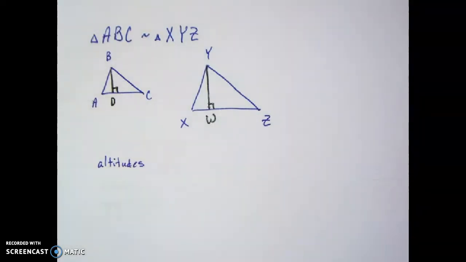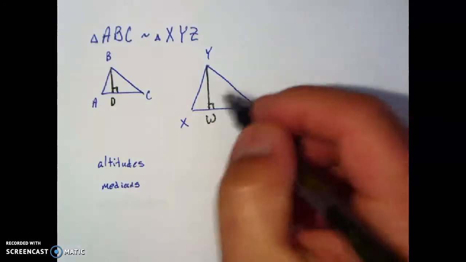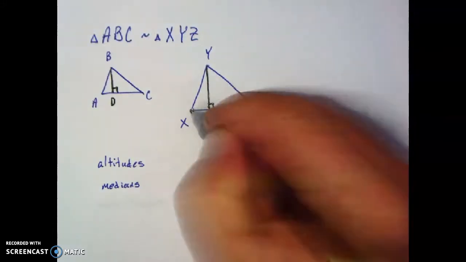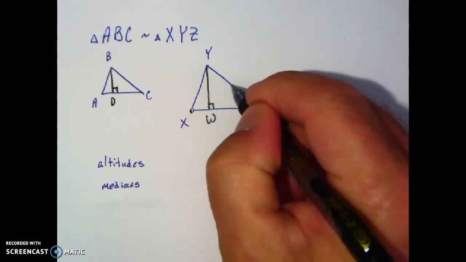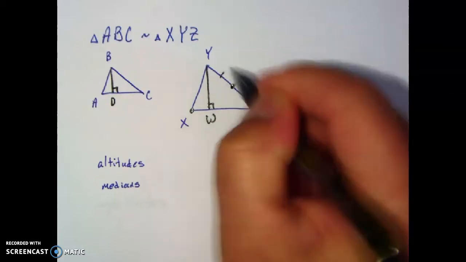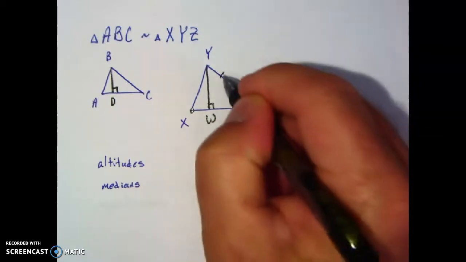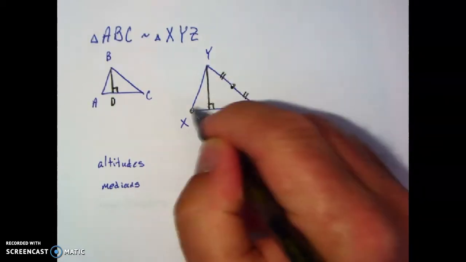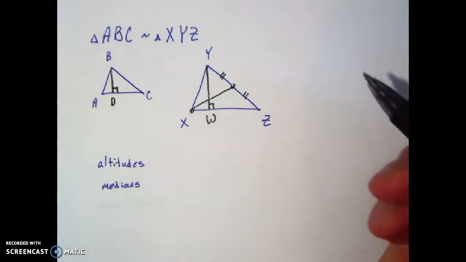The same would also be true if we talk about medians. Remember, a median goes from a vertex, like X, to the midpoint of the opposite side. That side's being cut into two congruent pieces. That would make this segment a median.